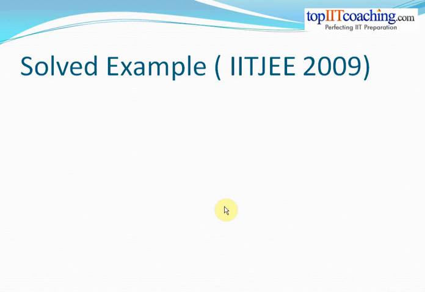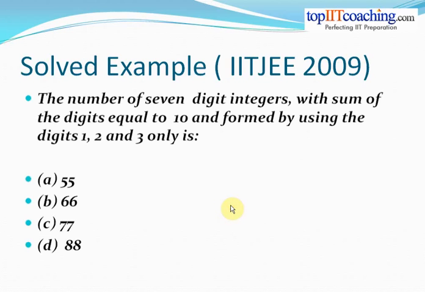Now students, it's time for us to solve an IIT problem. This problem appeared in IIT JEE 2009 and it is as follows. The number of 7-digit integers with the sum of the digits equal to 10 and formed by using the digits 1, 2 and 3 only is: option A is 55, option B 66, option C 77 and option D 88. So in this question we have to find the number of 7-digit integers, and the condition here is that the sum of digits is equal to 10 and it is formed by using only the digits 1, 2 and 3. So how to solve it?